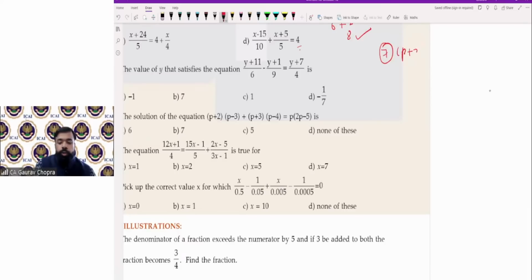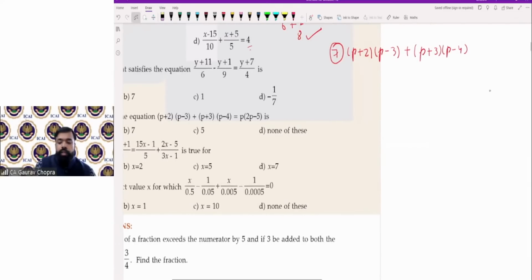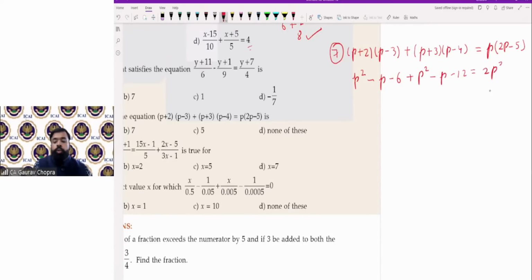So (p plus 2)(p minus 3) plus (p plus 3)(p minus 4) equal to p(2p minus 5). This is given. Now let us multiply them. P into p is p square, then plus 2p minus 3p will give you minus p, minus 6. Again p square minus p minus 12 equal to 2p square minus 5p.